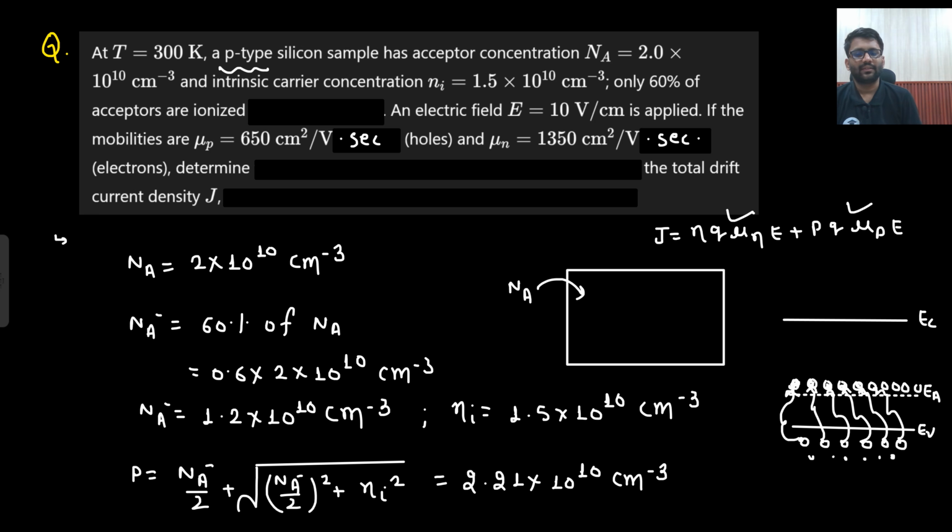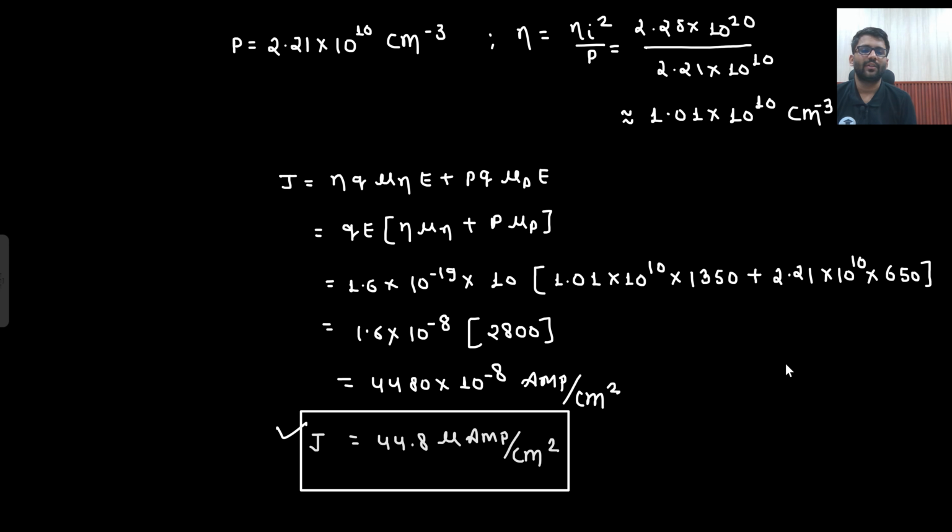Very simple thing. Just here the new thing was that 60% of Na. Then from there you find out the value of Na. From there you find out the value of hole concentration. From there you got the value of electron concentration. Then you applied the formula and you solved it.